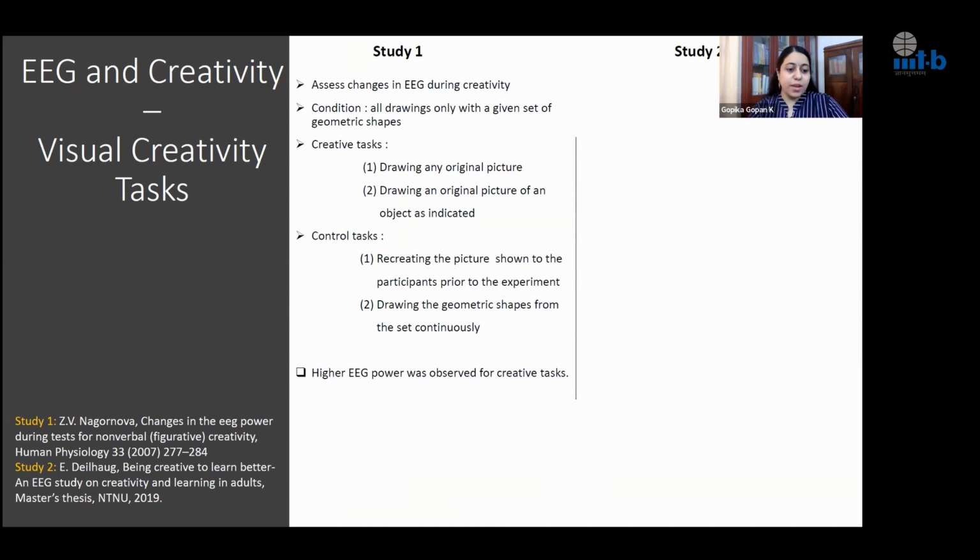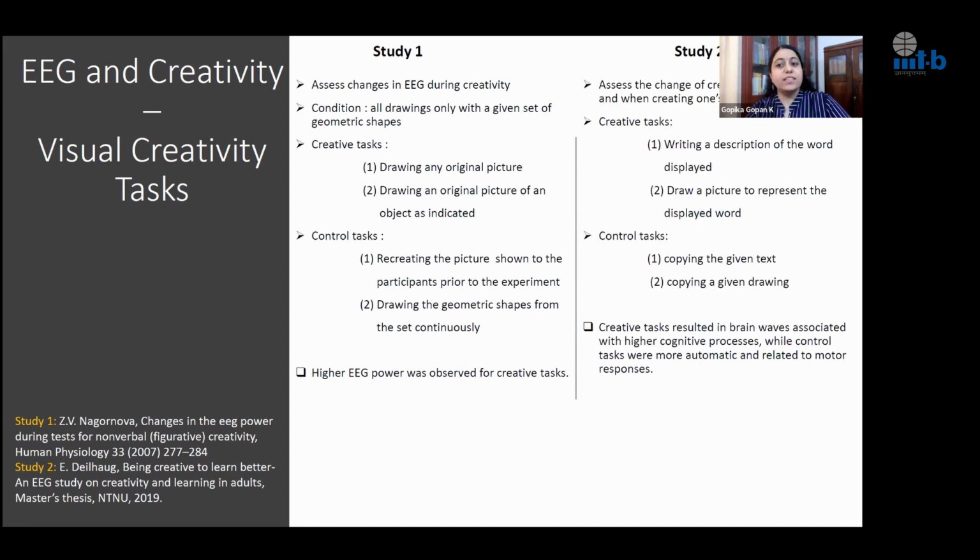The first is the study by Nagornova, and the second is the study by Jalon. In the first study, they tried to assess the change in EEG during creativity, with the condition that all the drawings had to be carried out with a given set of geometric shapes. So two creative tasks are present. The first is drawing any original picture, and the second is drawing an original picture of an object as indicated. In terms of control tasks, there are two. One is recreating a picture that is shown prior to the participants, and the second is drawing the geometric shapes from a set continuously. Now, they observed that the creative tasks contain higher EEG power.